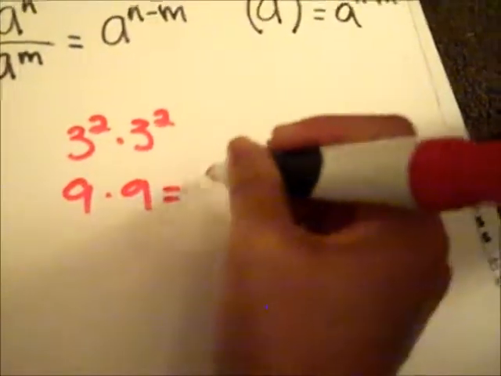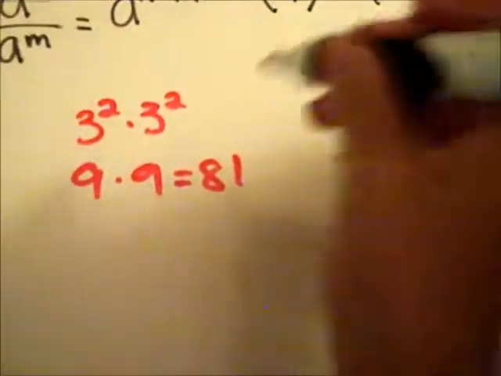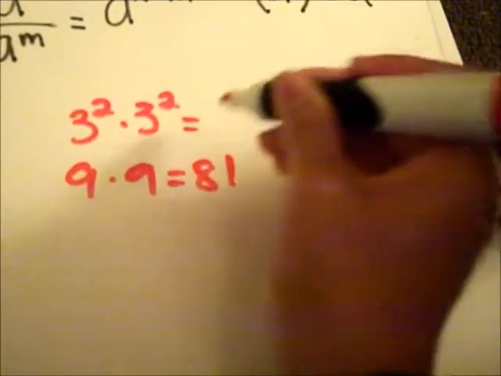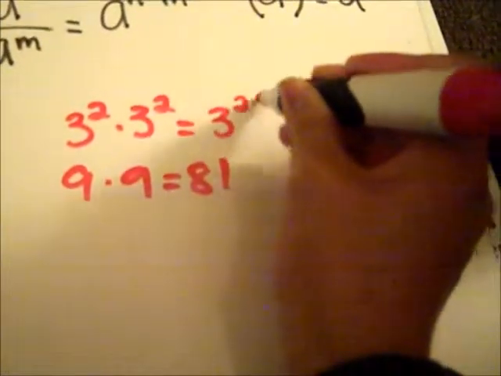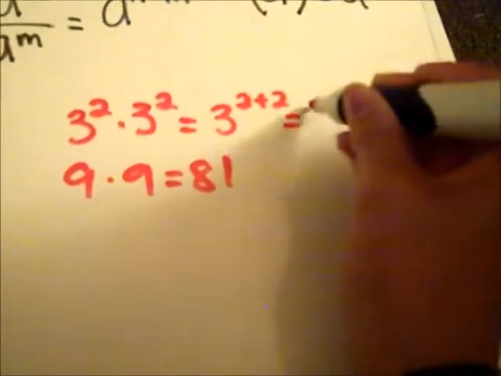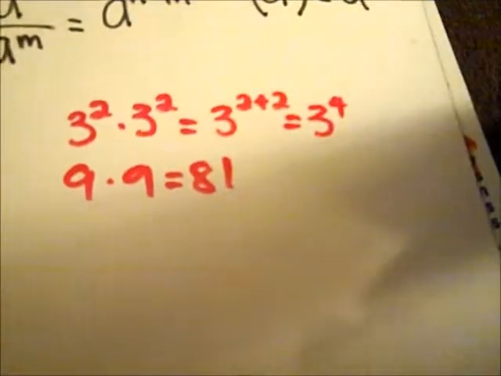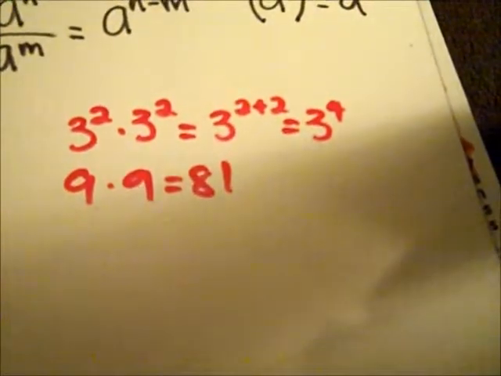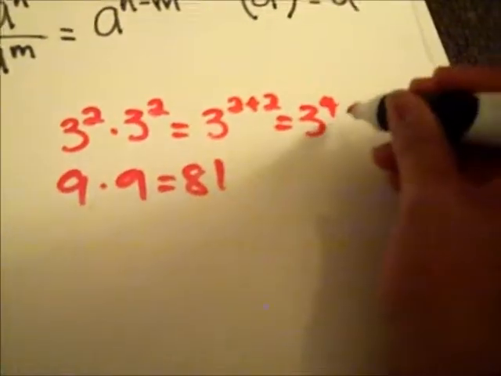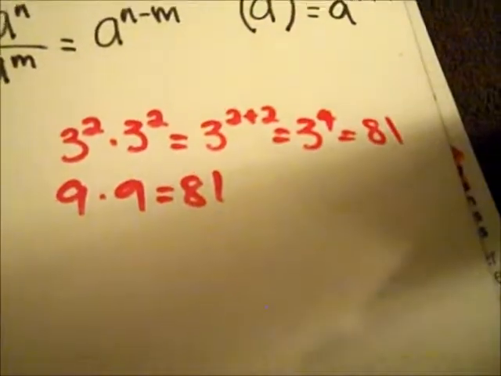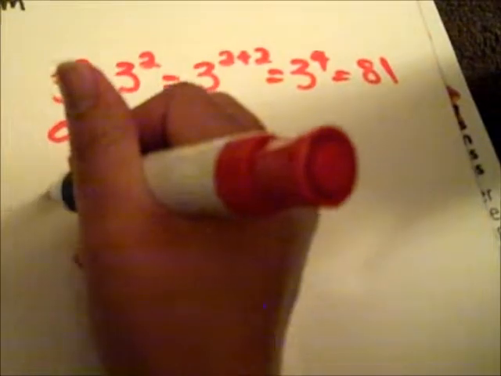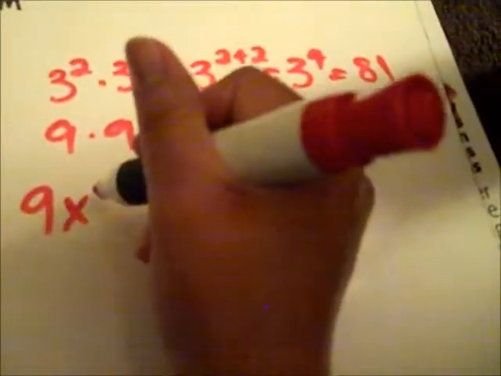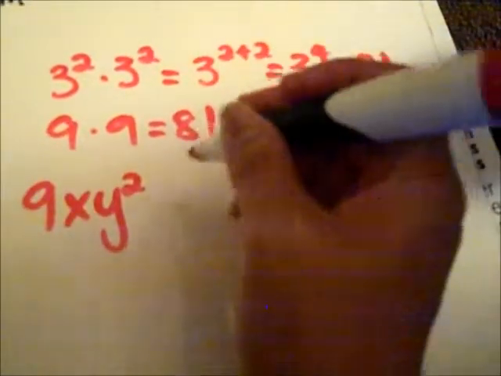So 3 squared times 3 squared. Well, we know 3 squared is 9, so 9 times 9 is 81. But if we wanted to do this the long way, or using the rule, we would get 3 to the 4th because we're just adding the exponents here, which is the same thing as 81. It's equal to 81. 3 times 3 times 3 times 3 is 81. Okay, let's do another one.